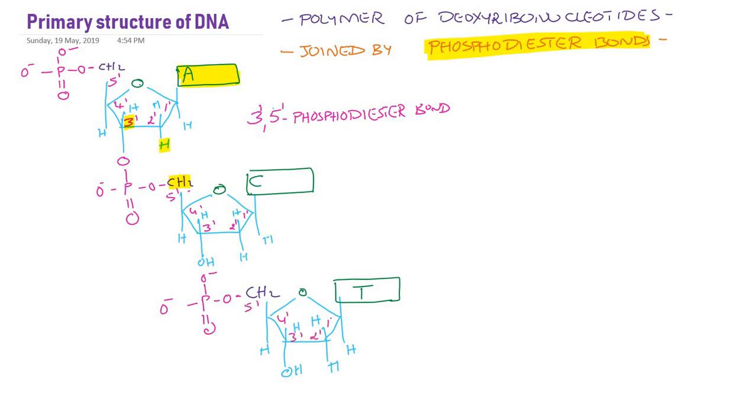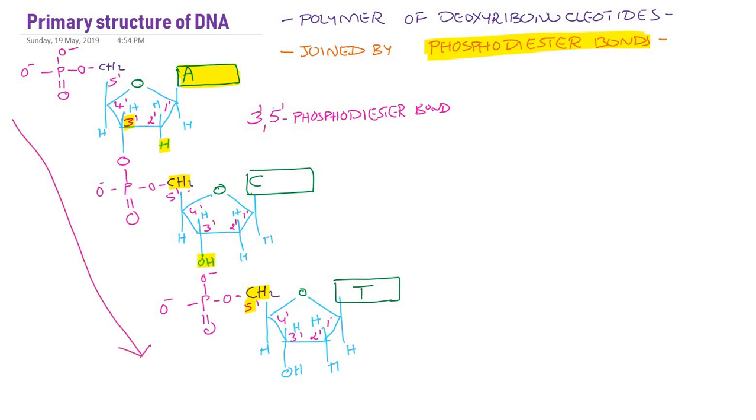So here the phosphodiester bond is formed between the hydroxyl group attached to the 3 prime carbon atom of the existing deoxyribonucleotide and the incoming phosphate group, which is attached to the 5 prime carbon of the incoming deoxyribonucleotide. So this phosphodiester bond is also a 3 prime 5 prime phosphodiester bond. Like this, there is continuous addition of deoxyribonucleotides, and you have to remember this addition goes in this direction.